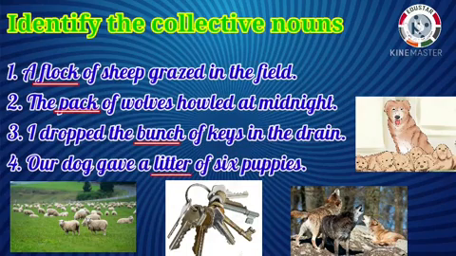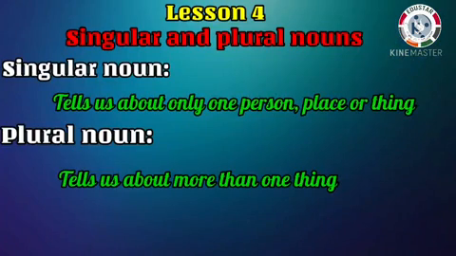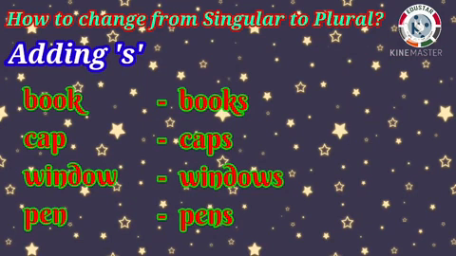Correct, litter. Now, let's revise the next lesson, that is lesson 4, singular and plural nouns. A noun that tells us about only one person, place or thing is called a singular noun. A noun that tells us about more than one thing is a plural noun. Let's see how to change singular into plural. Most nouns change from singular to plural by adding s.